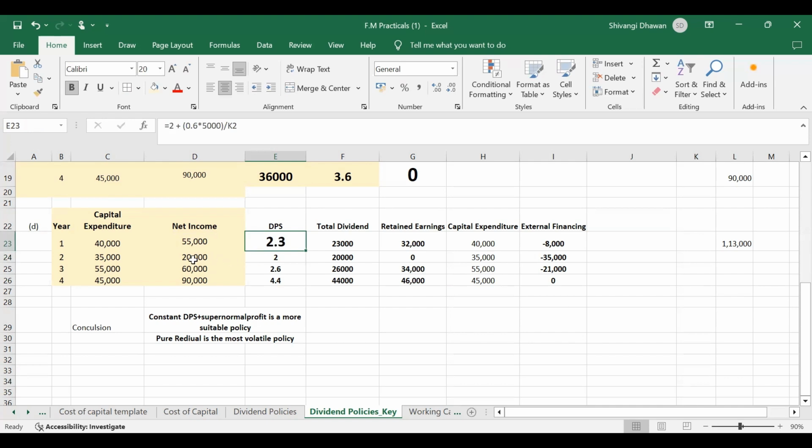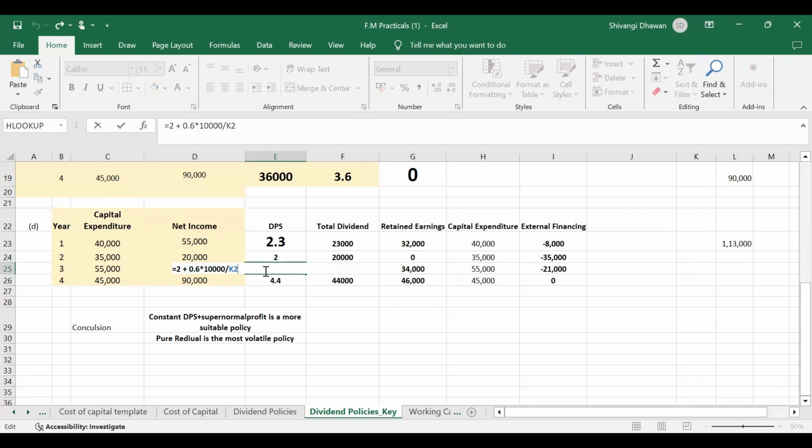Similarly, for this, we are having the net income as 20,000, and we are having no supernormal earnings, okay, and not even normal earnings are there. So our constant dividend of 2, that is fixed, will be followed here, because we are having no amount of supernormal earnings to pay the extra dividend. So we are just paying the constant dividend. Then 60,000 is our net income in the third year, which is that we are having 10,000 surplus.